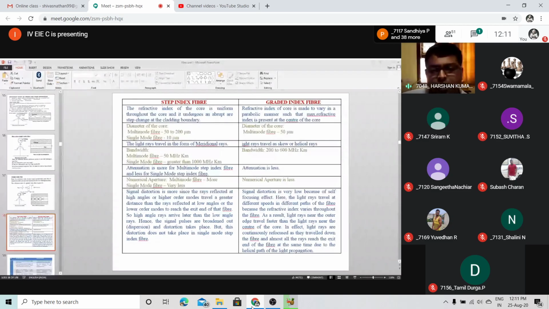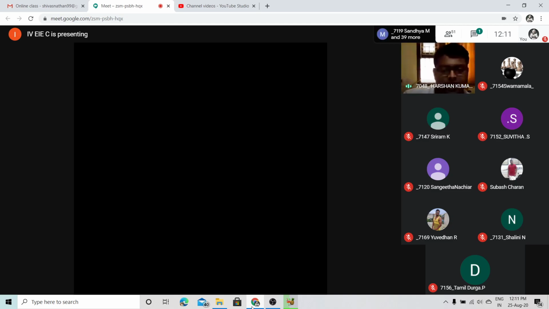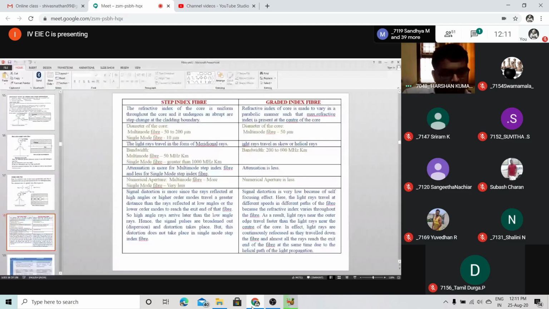And coming to the light rays, we know that in step index fiber, it is going to travel in the form of meridional rays. That means it is going to travel back and forth, where it is going to cross over the axis of the core. Whereas in a graded index fiber, the travel is going to change in a skew or helical nature, where it will not cross over the center core axis.